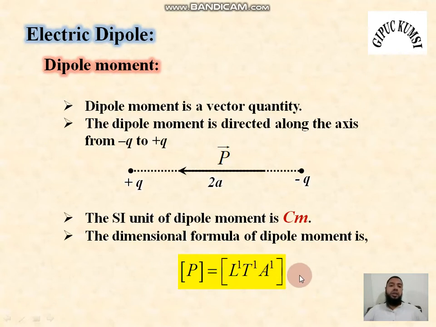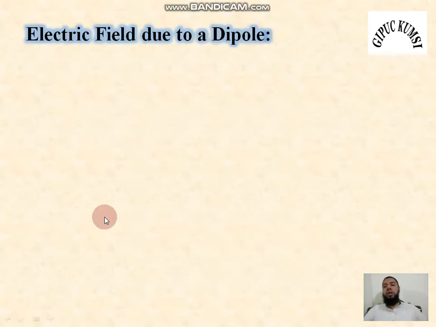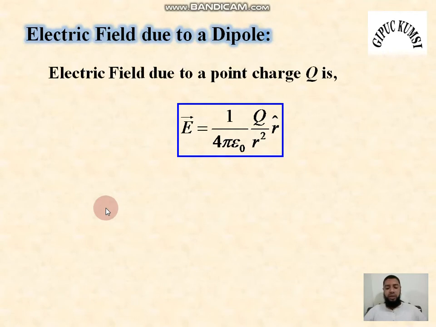Dear students, till here we have learnt about the electric field due to a point charge. The electric field due to a point charge is given by E is equal to 1 by 4 pi epsilon naught, Q by R square into R cap. R cap gives the direction of the electric field due to a point charge.